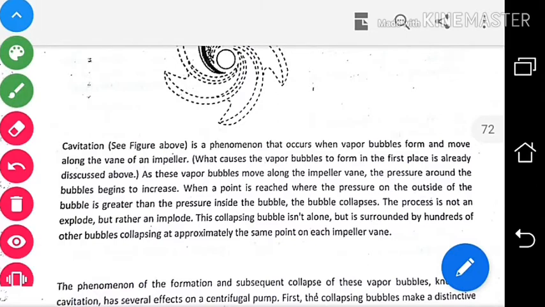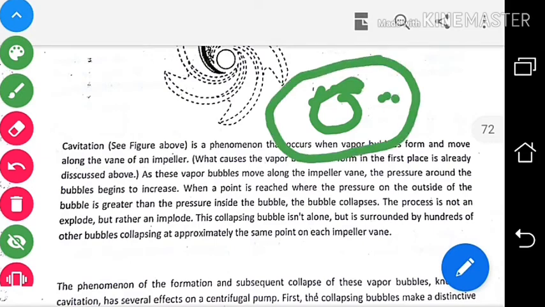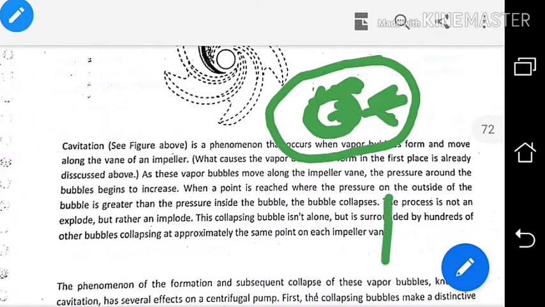So suppose this is the bubble, and outside pressure, meaning in the pump impeller, we have a pressure here. So if the outside pressure is greater than the pressure inside the bubble, then it will collapse it.